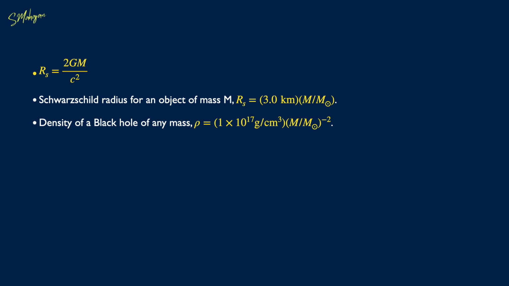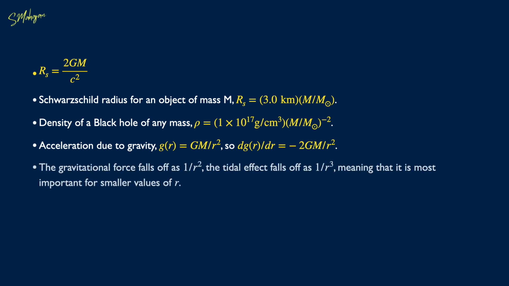Now, we write the acceleration due to gravity as a function of radius as this expression, where g of r is GM by r squared. So, differentiating with respect to r gives dg by dr equals minus 2GM by r cubed, which means that even though the gravitational force falls off as 1 by r squared, the tidal effects fall off as 1 by r cubed, meaning that it is most important for smaller values of r or small black holes. The tidal force dg by dr is proportional to m over r cubed, just like density.